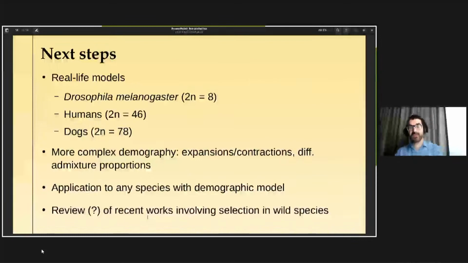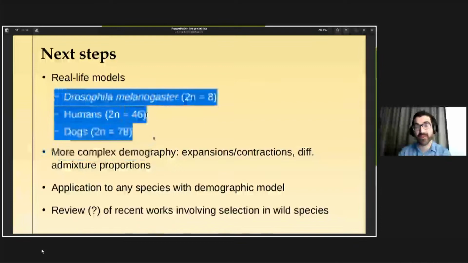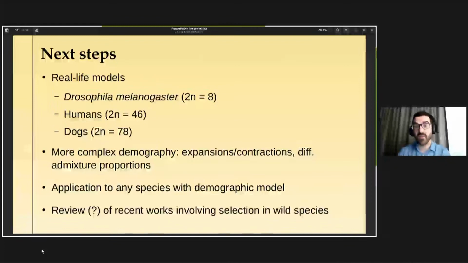To sum up, the next steps in my work, once I have all the comparisons that I need with the simulations, are to move on to real-life models, very well studied and understood models with different genomic architectures, such as Drosophila, humans, and dogs, where we have very different karyotypes, and see how challenged the model is going to be.